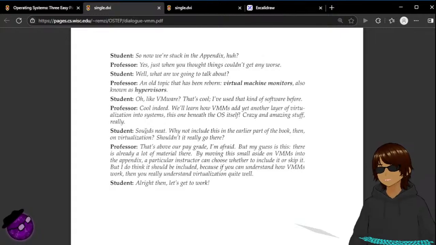Sounds neat. Why not include this in the earlier part of the book on virtualization? Shouldn't it really go there? That's above our pay grade, I'm afraid. But my guess is this. There is already a lot of material there. By moving this small aside on VMMs into the appendix, a particular instructor can choose whether to include it or skip it. But I do think it should be included, because if you can understand how VMMs work, then you really understand virtualization quite well. All right, then let's get to work.